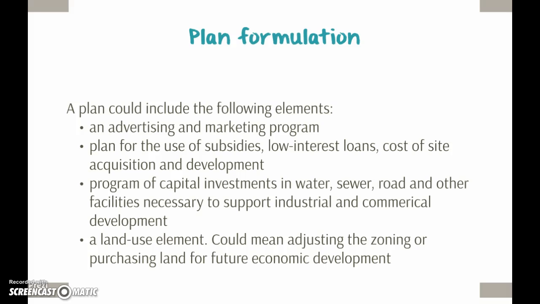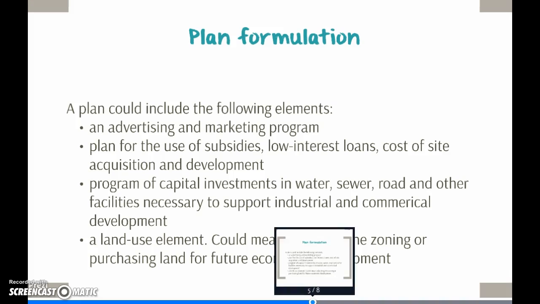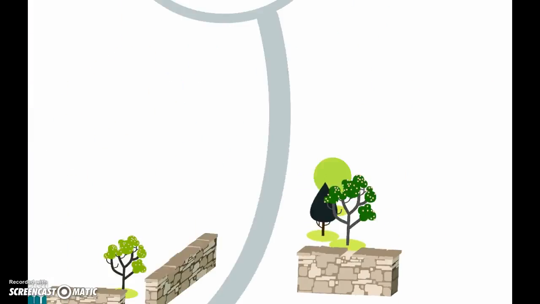All this big infrastructure is what you might want to invest in order to attract economic uses and promote economic development. And then just another example is you probably want to have a land use element. This is back to our land use controls and our zoning. This could mean adjusting the zoning to be more adequate for commercial development, or it could mean purchasing land for future economic development, this type of land banking. All right, let's move along.